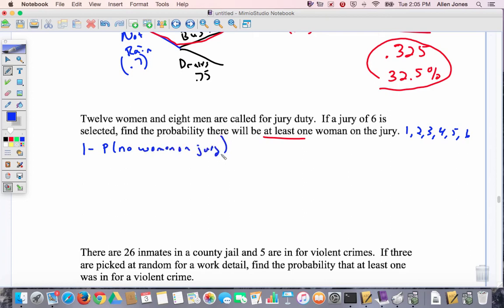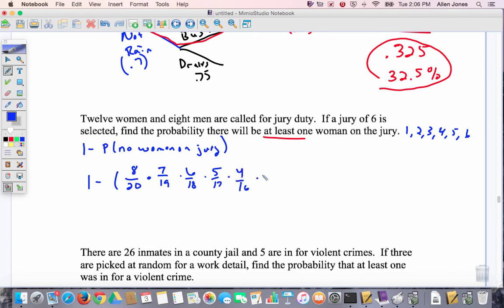So a shortcut version is 1 minus the probability of none, or in this case, I'm going to write no women on the jury. Okay, so at least one woman, the opposite of that is no women on the jury. So 1 minus the probability of the first juror we select not being a woman. We have 20 total people to choose from, 12 women and 8 men. Of those 20, 8 are not women, 8 are men. So 8/20ths.